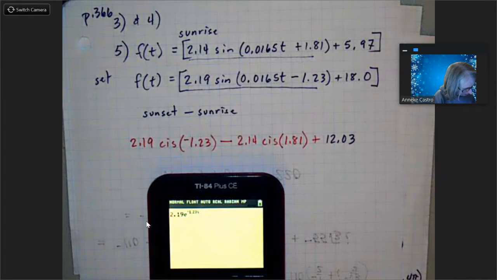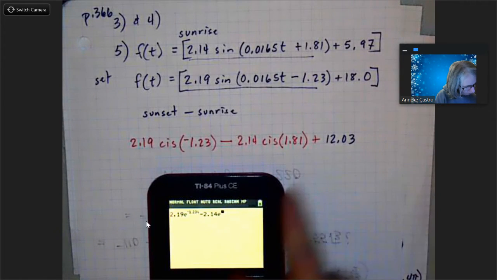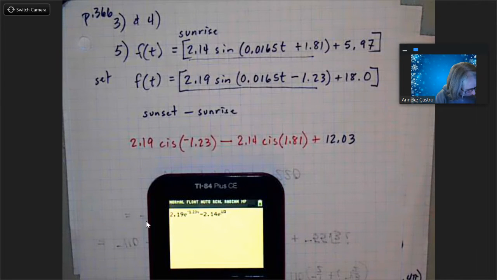Okay, and then I'm going to minus 2.14. Actually, you know what? What do I want to do? Just to make it a little more clear, does it really matter how many steps I do this in? Let's just keep going. I've already started down this slippery slope. Okay, so I'm going to minus 2.14 cis to the 1.81 i. Don't forget the i's. And I'm going to go ahead and add those together. I'll worry about the 12.03 later.